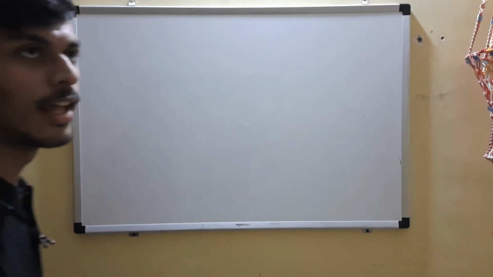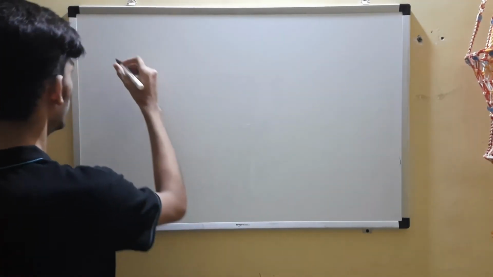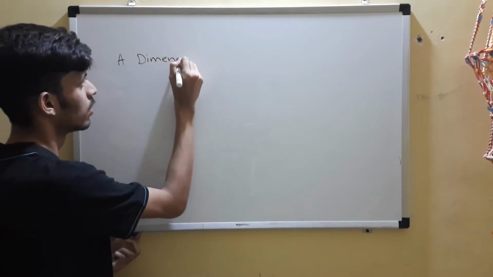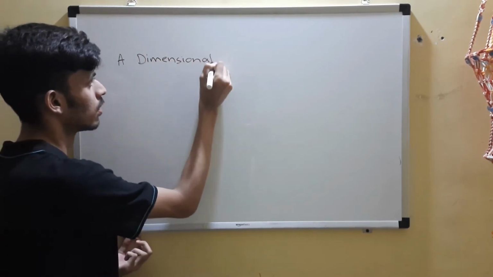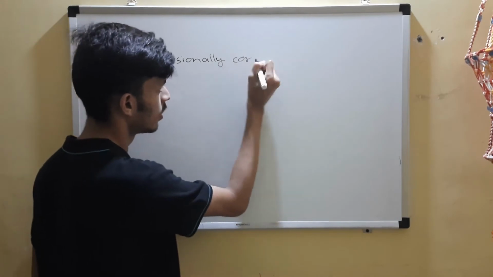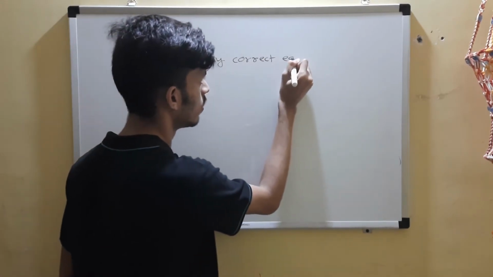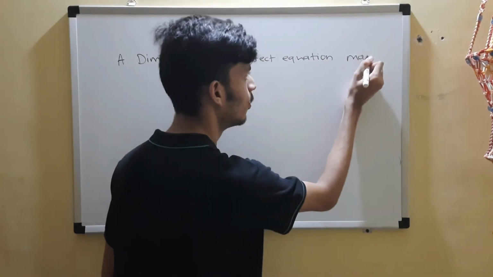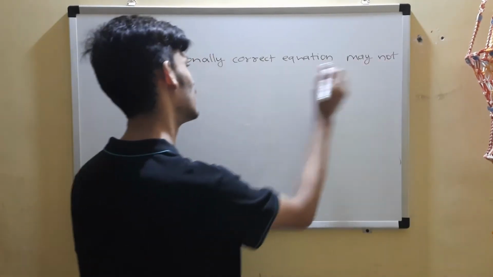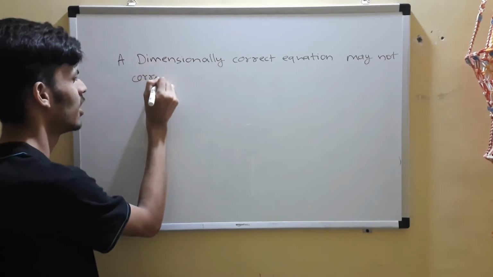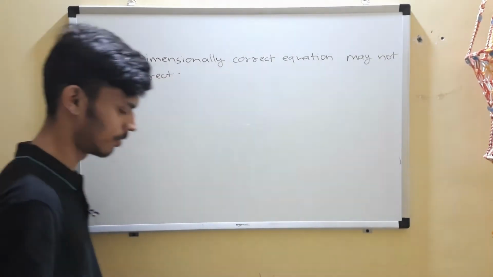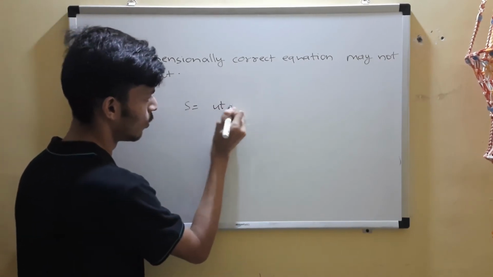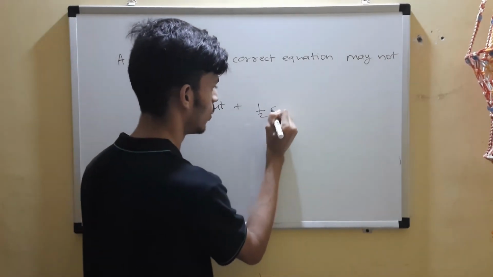So the point that I wish to speak on is: a dimensionally correct equation may not be correct. Sir, what do you mean by this? So a dimensionally correct equation may not be correct. Okay, let's take an example for it. Sounds really confusing, not so much.